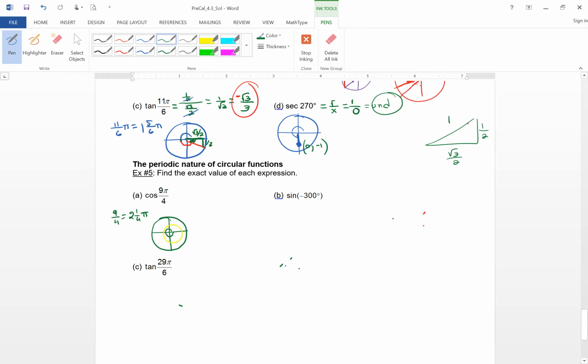So right there. Now, if I'm at pi over 4, that means both legs of the triangle have equal length. Root 2 over 2, root 2 over 2. Is cosine the horizontal or the vertical, by the way? Not that it matters. Cosine is horizontal, root 2 over 2. So this is root 2 over 2. Is it positive or negative? Positive.